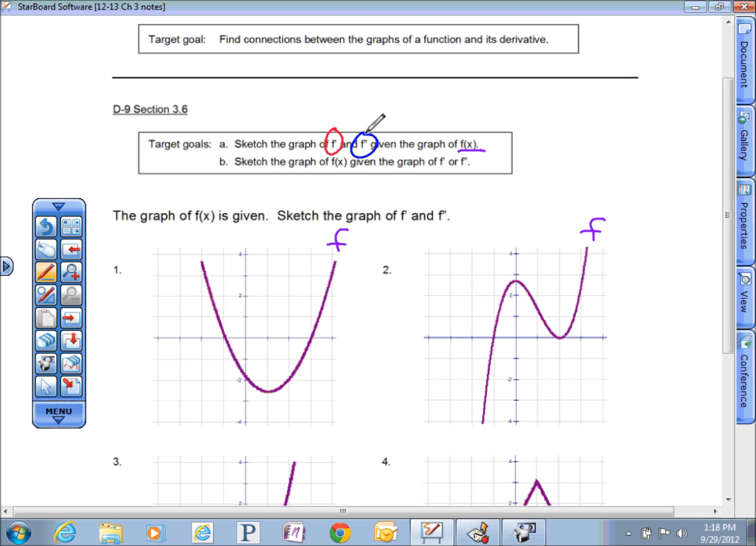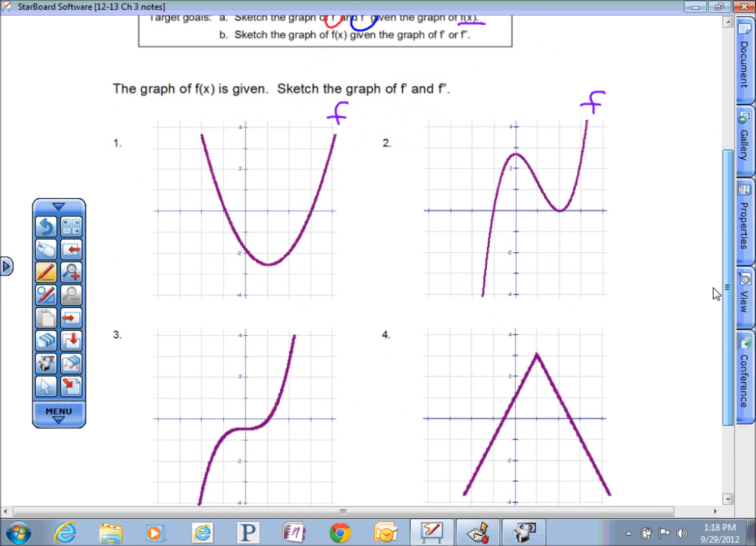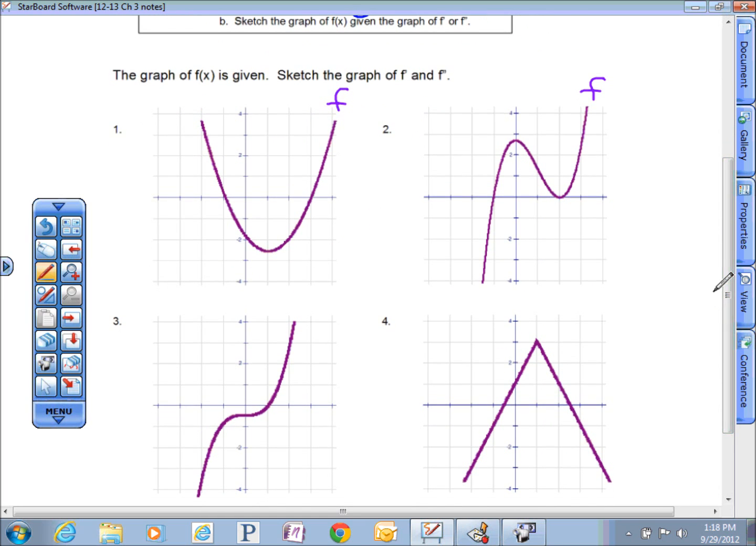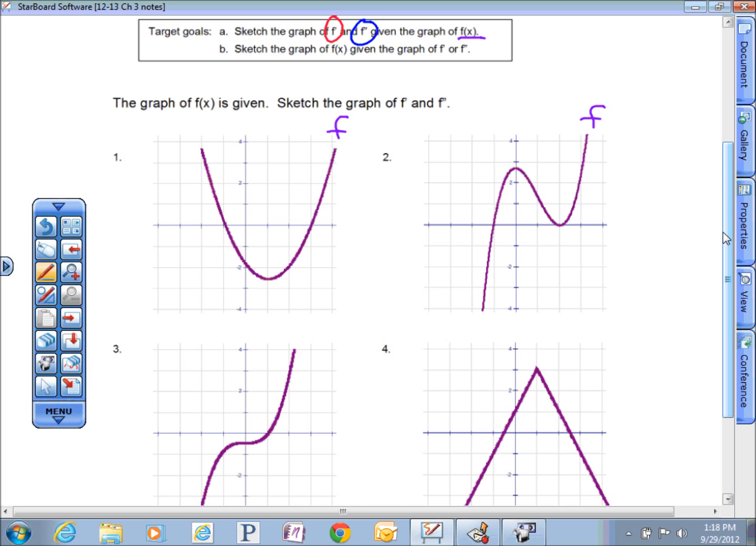So here we've got four functions given to us, four f of x's, and we're going to go through and make a quick sketch of what their derivatives look like. Well, I'm looking at this first one, and as a rule, that looks like an x squared equation. So let's assume for a second that it is an x squared equation. What would the derivative of an x squared equation be? That derivative would be something x, a linear function.